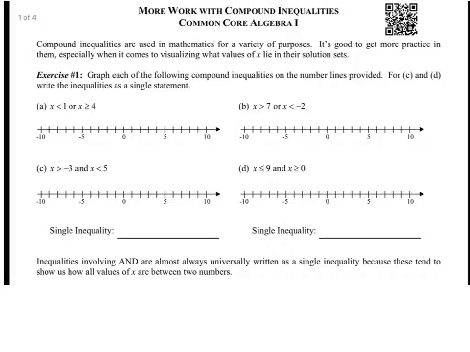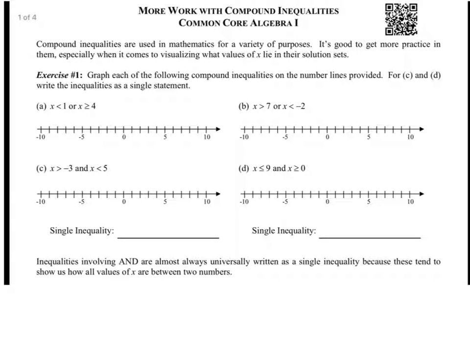All right, so looking at these, we're going to start talking about graphing these compound inequalities. In the last lesson, we talked about numbers and what makes something true for "and" and "or." Now we're going to look at what it looks like on a graph. So for number one, letter A, we're going to graph these separately.